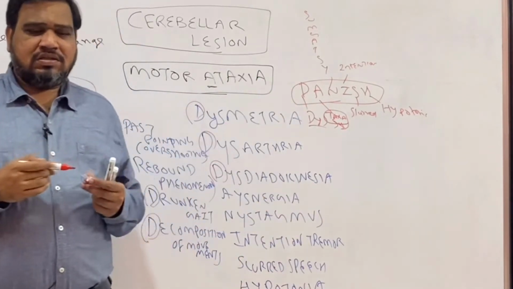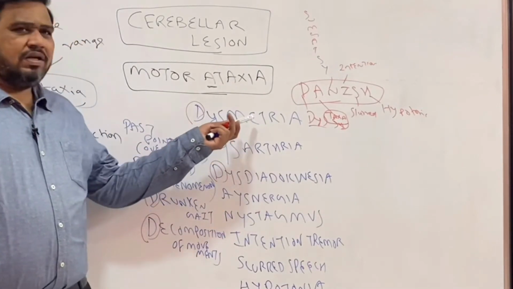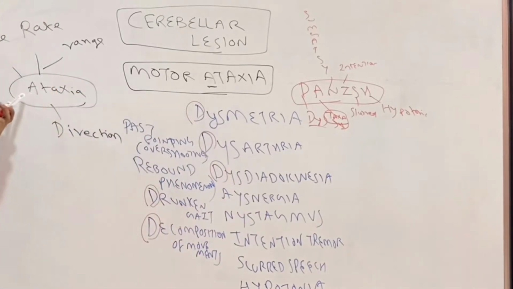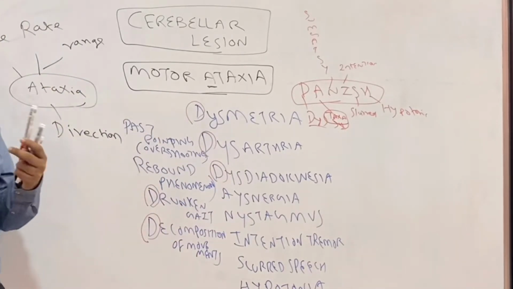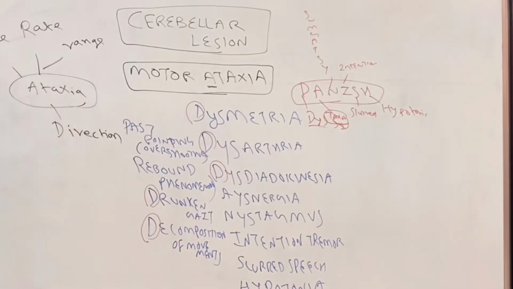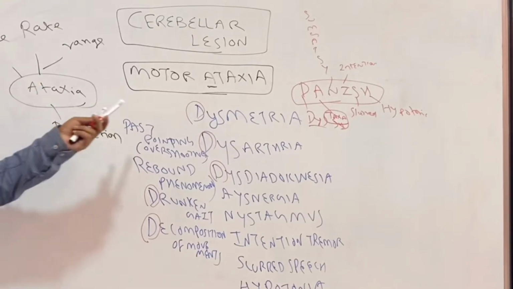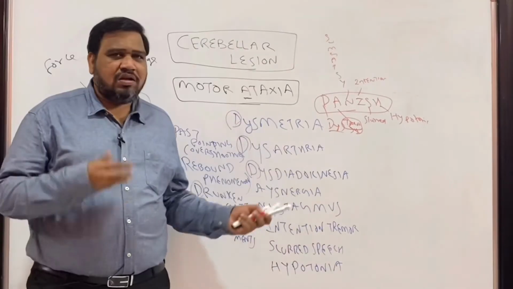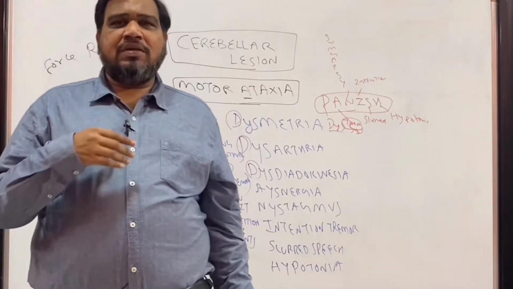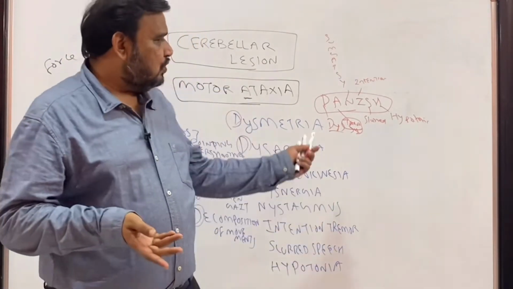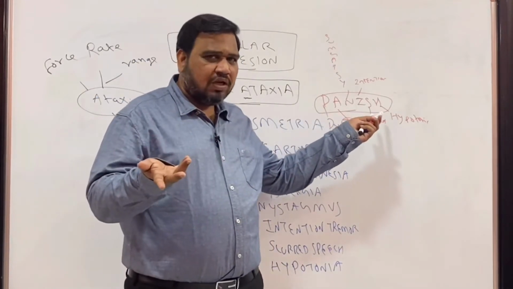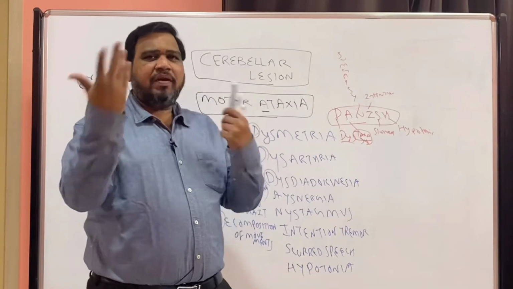What is dysmetria? Dysmetria is nothing but meter, the movements. It is the same thing I discussed: there will be incoordination in rate, range, force and direction of movements, similar to ataxia. That is dysmetria. Dysarthria: arthria is associated with speech, so there will be slurred speech. That one we use for S. So dysarthria is equal to slurred speech, but for remembering Danish, we are saying it separately.